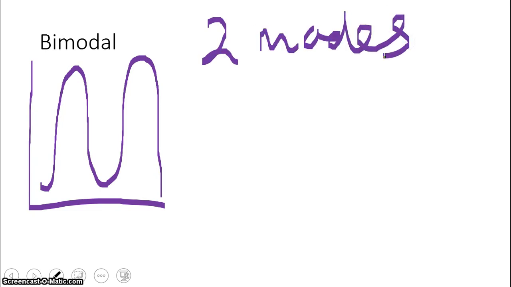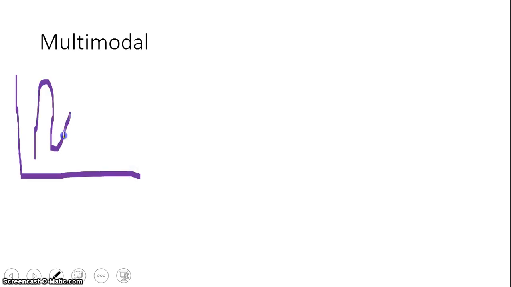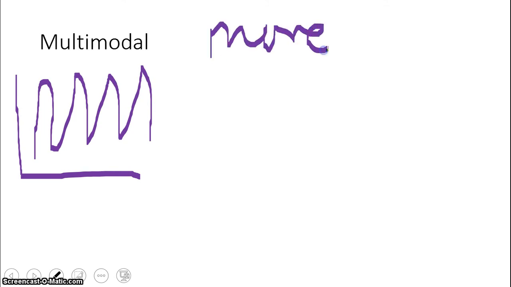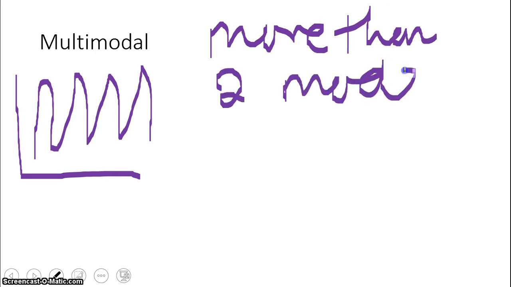Two modes, or two peaks. I prefer you to use modes. Modes is a mathematical term, peaks is a mountaineering term, and we're not really mountaineers in this class. Multimodal, once we've got one too many. So, what we're looking at there is stuff that looks crazy like this. So, it has more than two modes. Again, nothing terribly exciting. I reckon you could have worked that one out on your own.